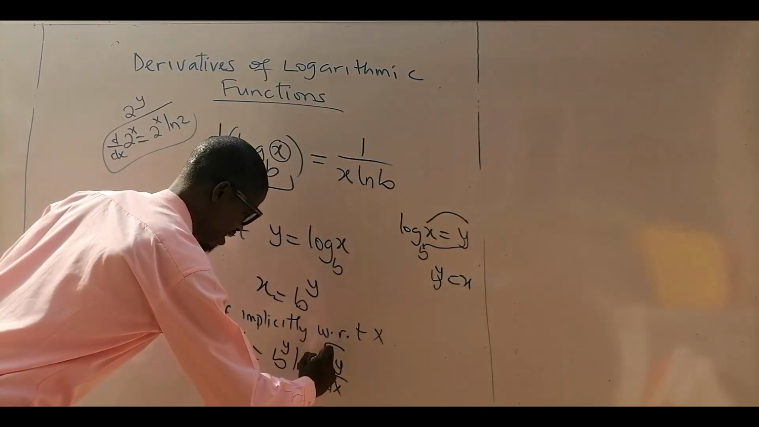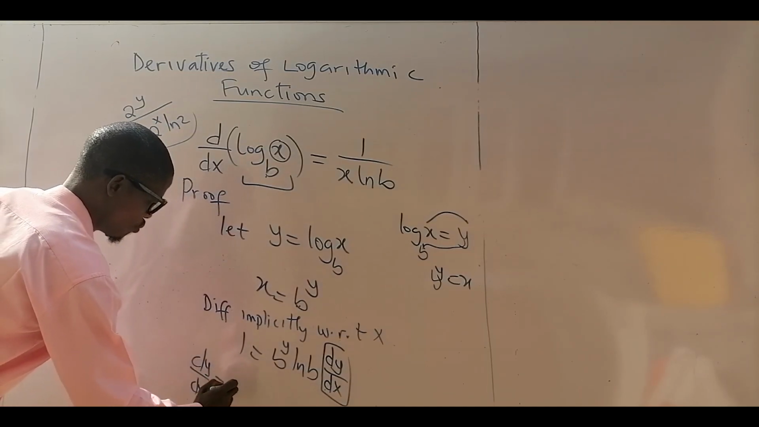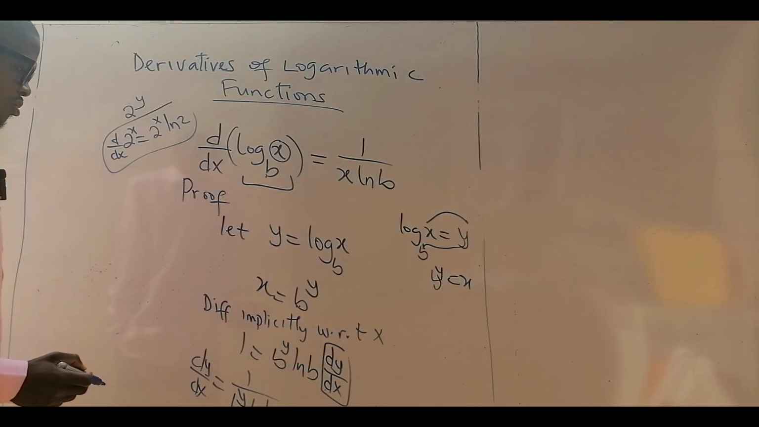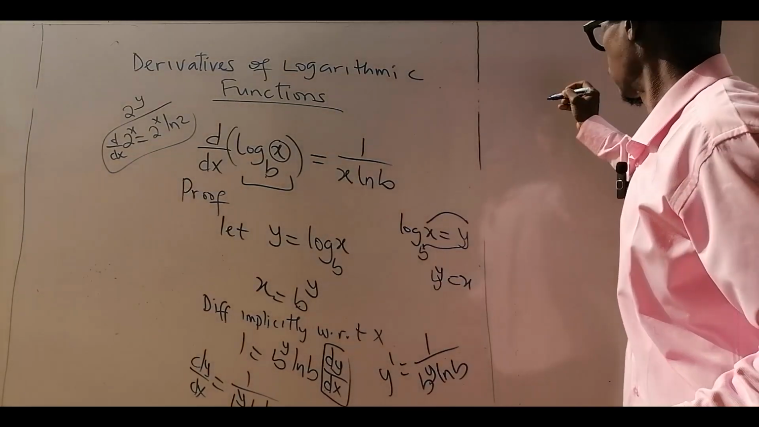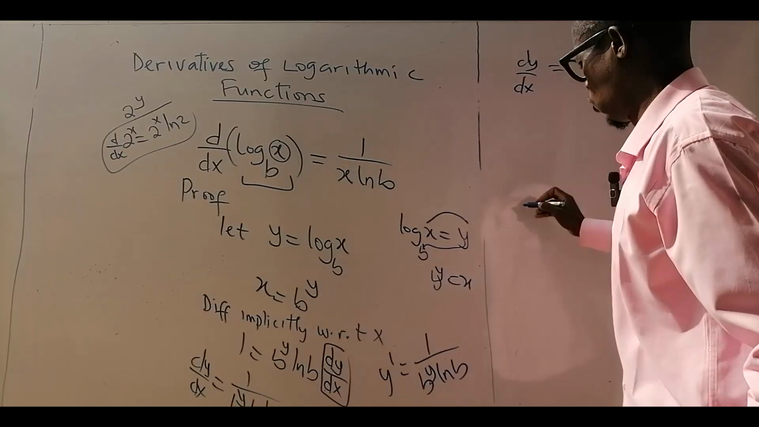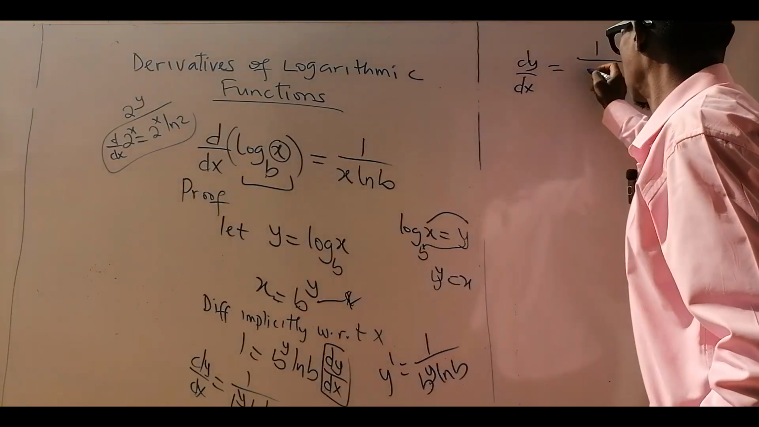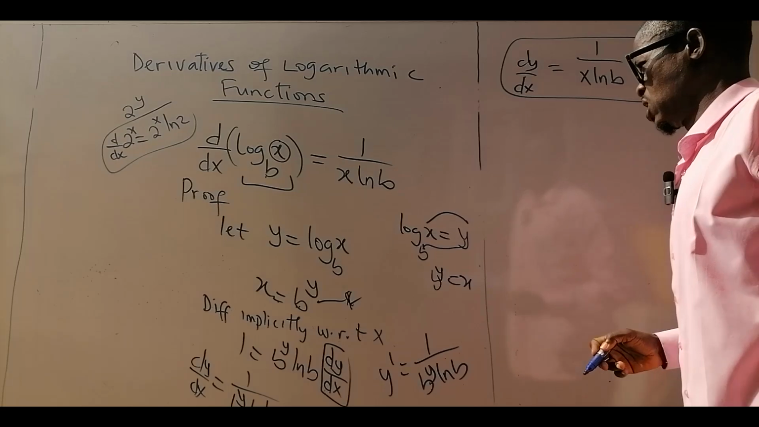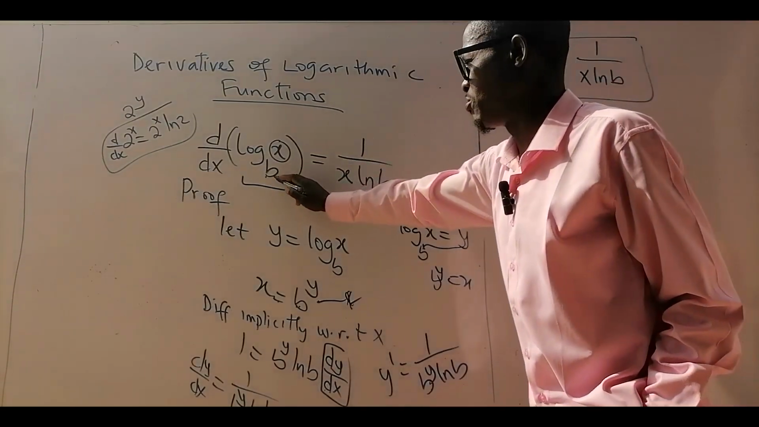Then you make dy/dx the subject, and we have dy/dx equal to 1 over b^y ln b. On the final note, since b to the power y is x, dy/dx is equal to 1 over x ln b. So we've proved that. That's just it for logarithm to a constant base.